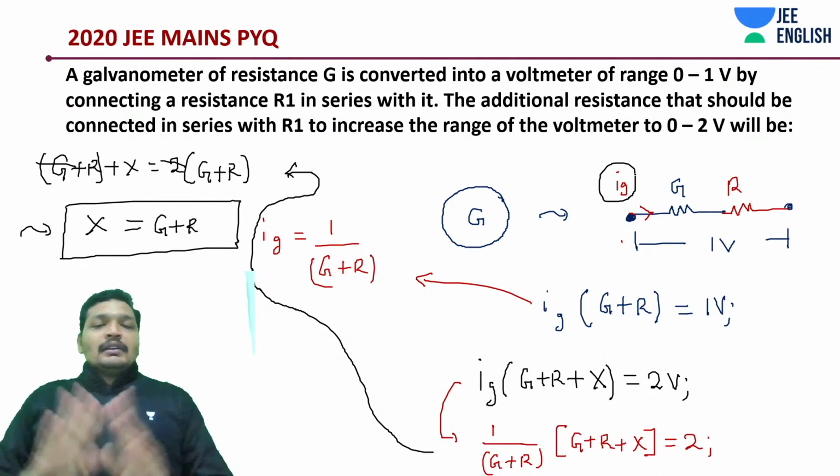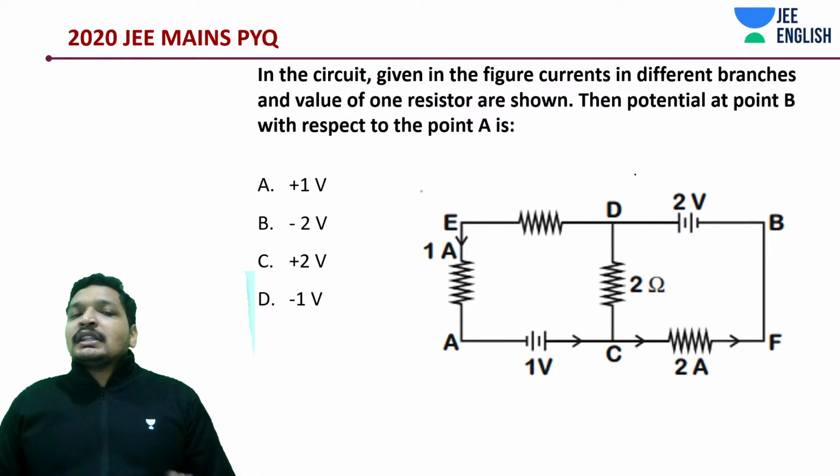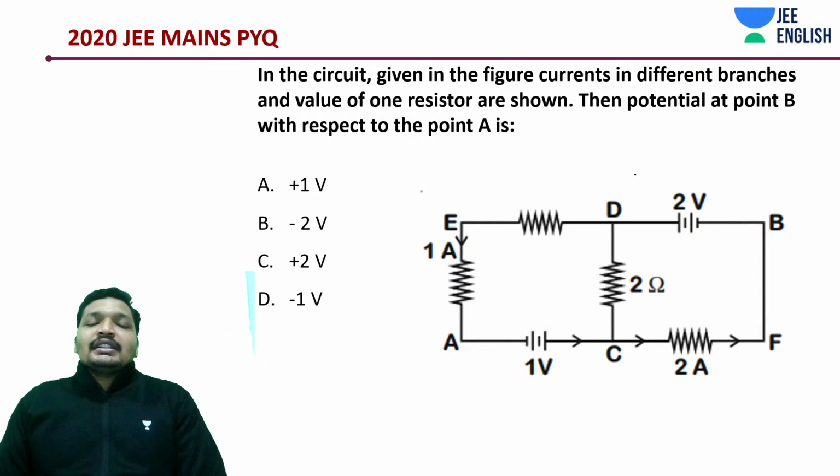Shunted, ammeter. Large resistance in series, voltmeter. Do remember this. In fact, there was a direct question on how you connect an ammeter and voltmeter.